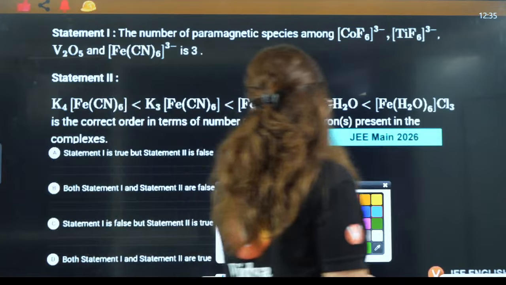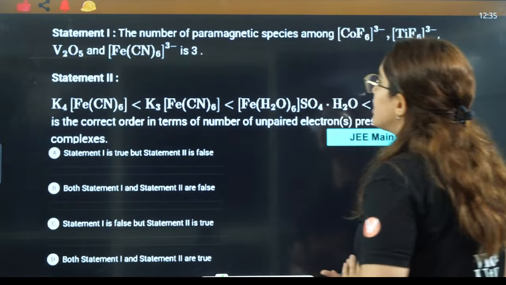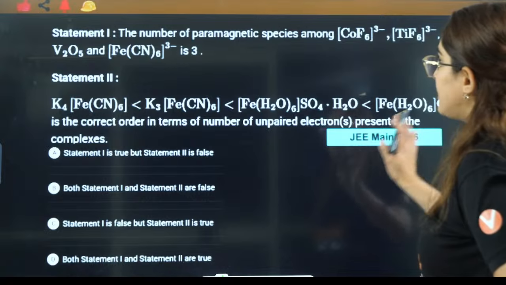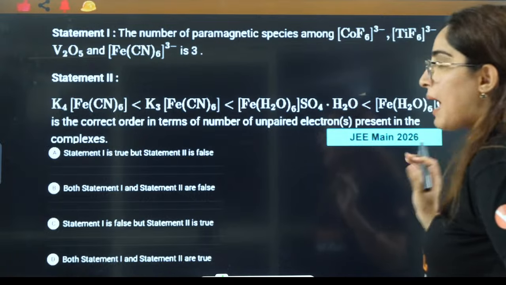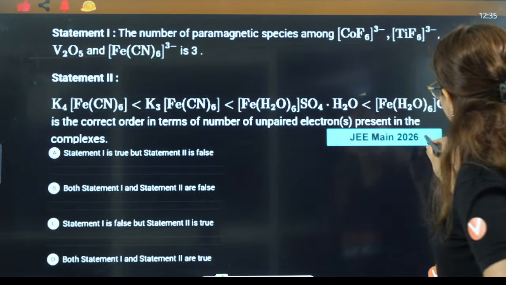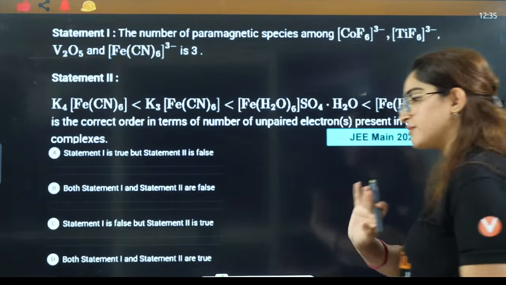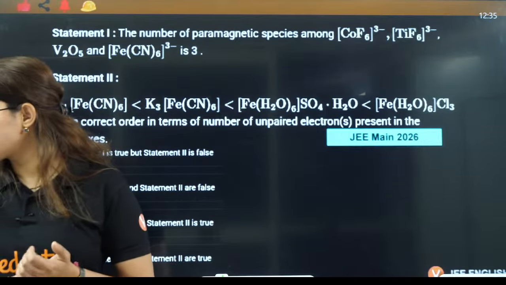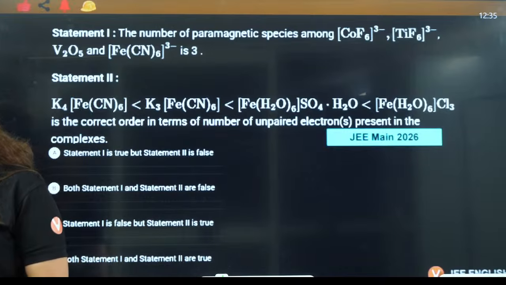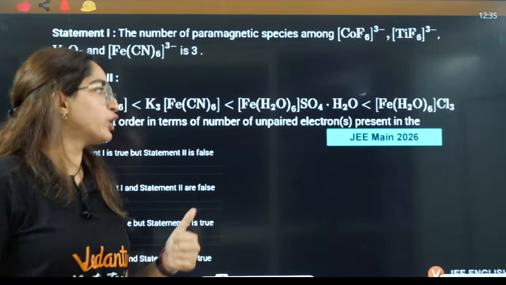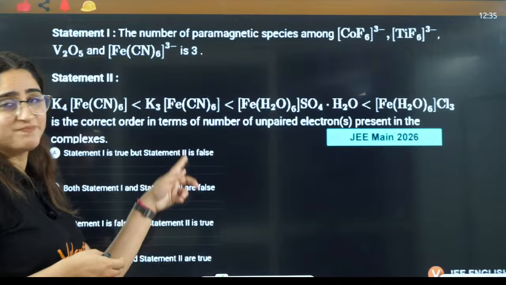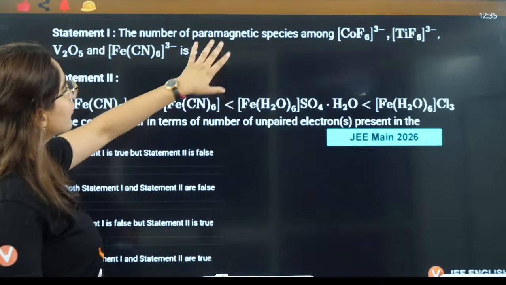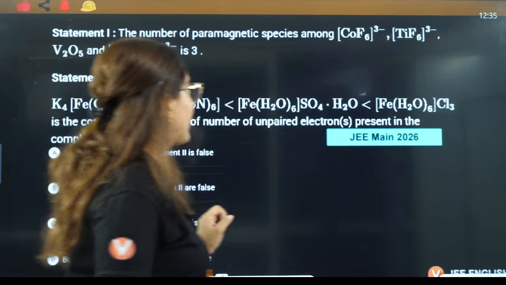Next is a 2026 question. Statement 1 is that the number of paramagnetic species among these is 3. Again it is a statement based question, and in those statements they are asking you a lot of things. Lengthy questions are there. You have to tell the number of paramagnetic species here.